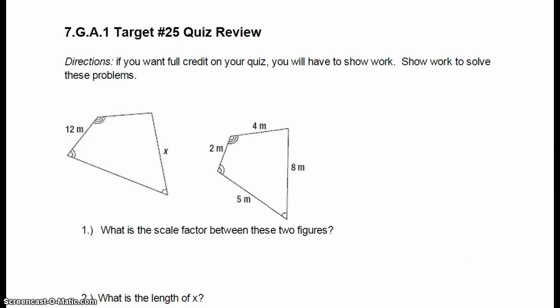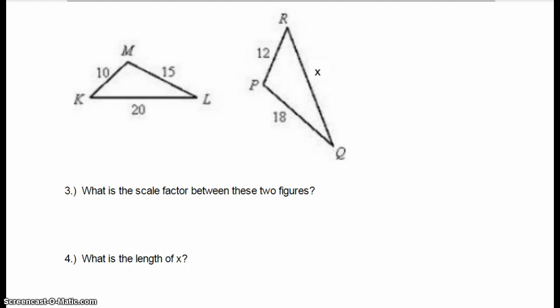Next up, I'm dealing with scale factor and a missing length again. This one's a little bit trickier because the smaller figure is in a different position, so it might be difficult to tell which side matches up with the other sides. The way I do it is I look at the first smaller figure. It's got a small side, a medium side, and a long side. So my small side here has to match up with the smallest side on this figure.